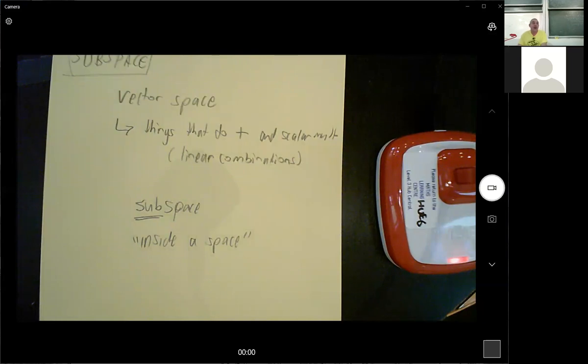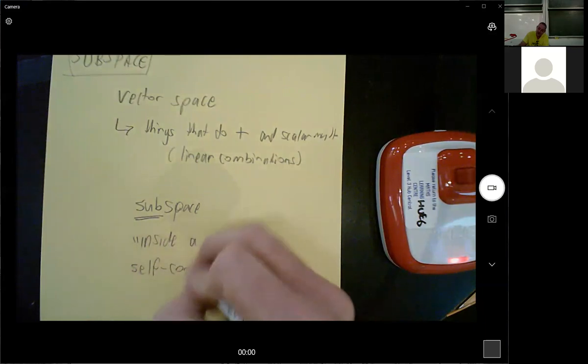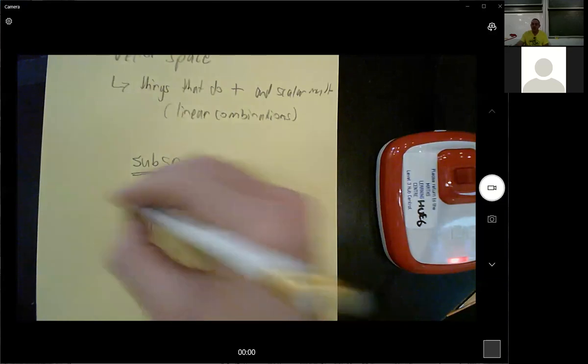So that's the idea. And the idea is it's not just a thing that's inside the space, it has to count as a vector space all by itself. So if you just look at just that bit, it has to work like a vector space, which means all the linear combinations have to be there. It has to be completely self-contained. So this is the idea.